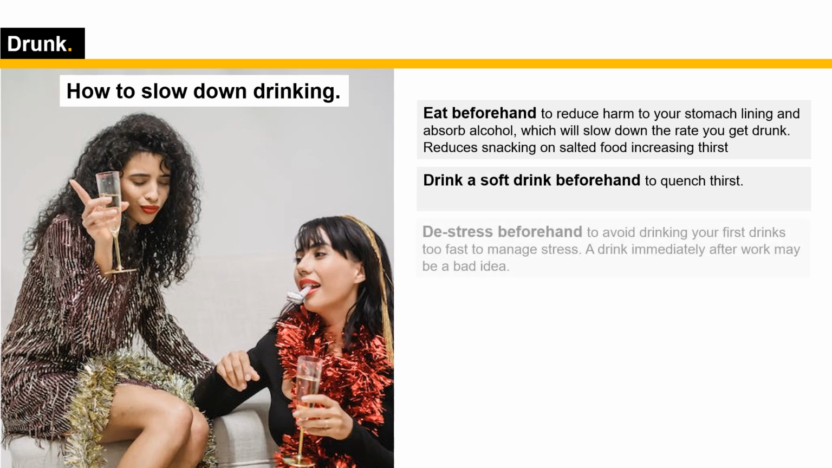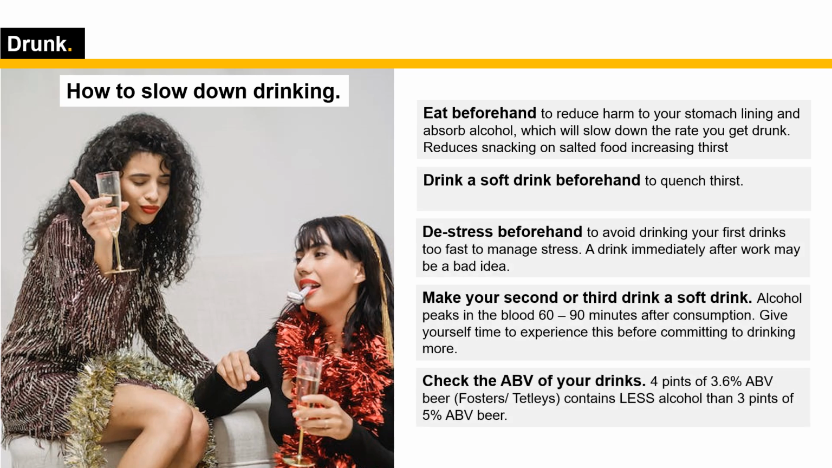And we have a little bit of advice which I'll go through really quickly, which is basically about eating before you drink, making sure you have a soft drink beforehand as well, and making sure you're not too stressed when you start drinking. If you're very stressed, you're likely to drink very quickly as a way of managing that stress. Within the first 3 drinks, ideally your second or third, you should have a soft drink just to slow down the rate at which you're drinking. And quite often after that, people may not want to resume drinking more alcohol.